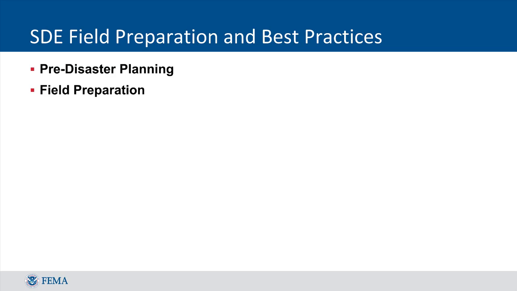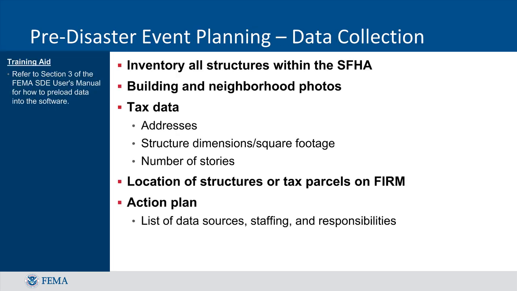The topics covered in Module 6 are pre-disaster planning and field preparation. Before there is an event, it is a good idea to assemble data about the structures in the Special Flood Hazard Area, or SFHA. This can include things like photos, tax data such as addresses, square footage, number of stories, and location of structures or tax parcels on a flood insurance rate map. It is also good to have an action plan with a list of data sources, staffing, and responsibilities.